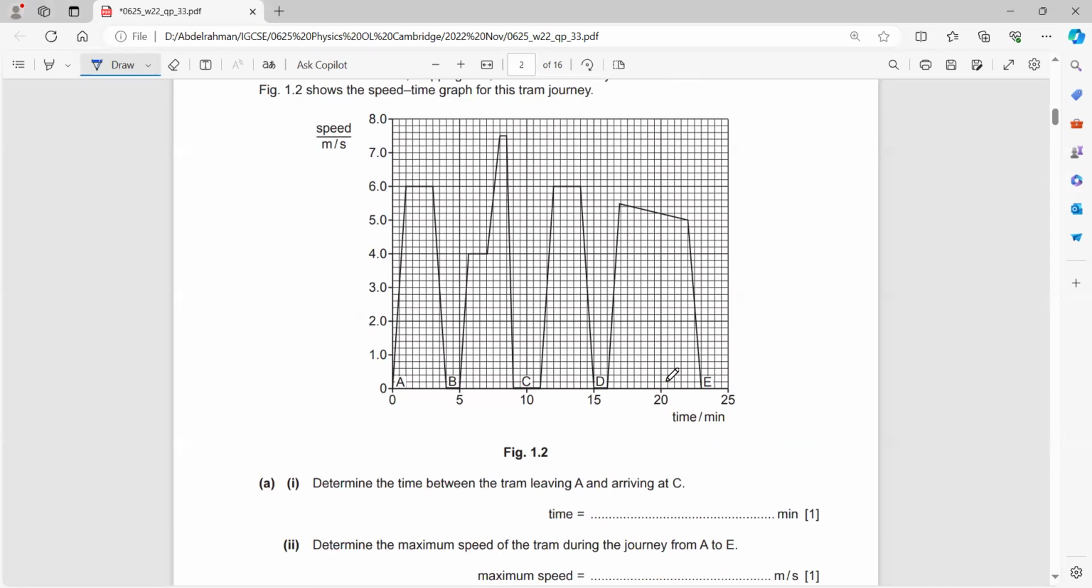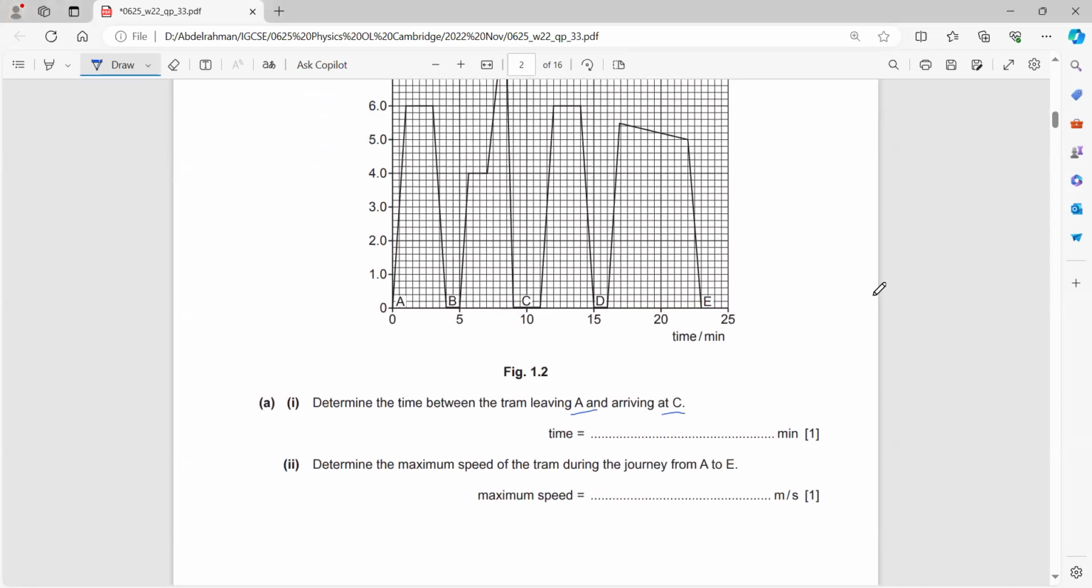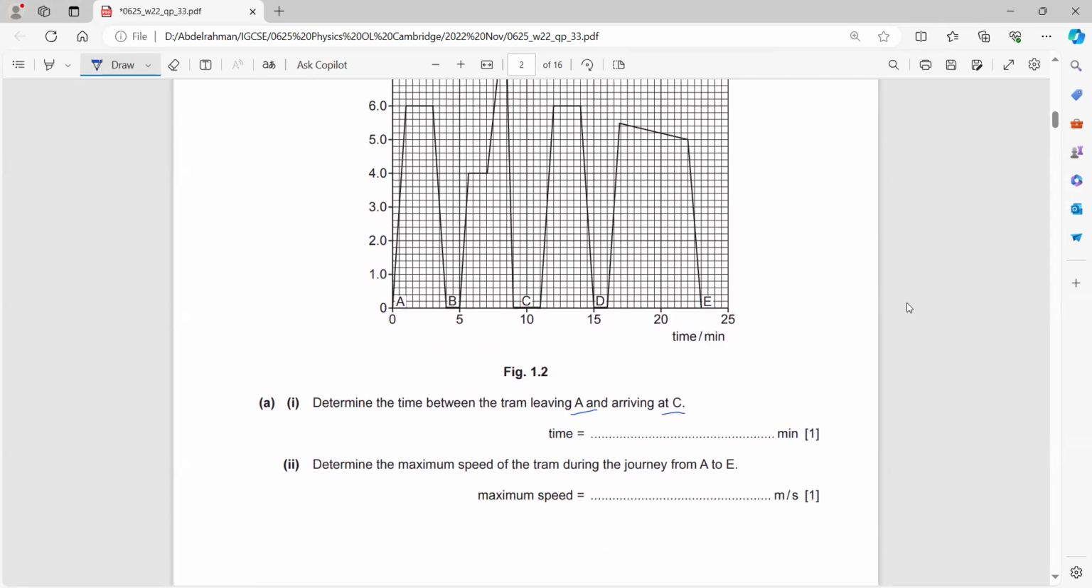Determine the time interval between the tram leaving A and arriving at C. Can I find the time between A and C? It's quite easy. What's the time between A and C? 9 minutes, exactly. The time between A and C is 9 minutes. That's easy.